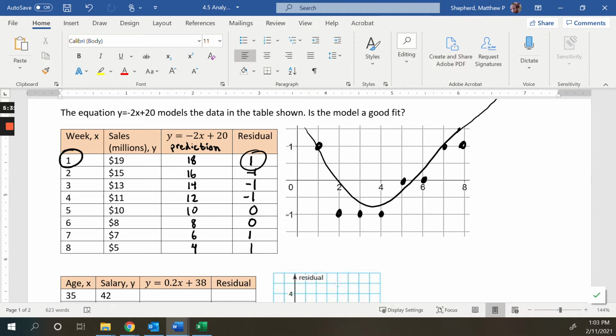Think about what's going to happen according to our prediction. The sales are going to continue to go down by 2 million. Well, eventually we'd be in the negatives, but that doesn't make any sense. You can't have negative sales, and it's not just going to continue in forever. So our model probably isn't a good fit.